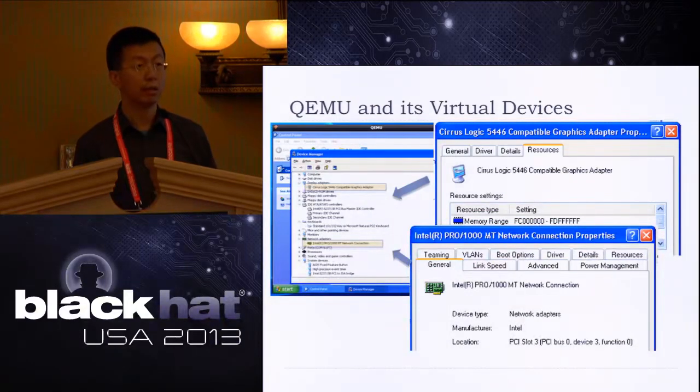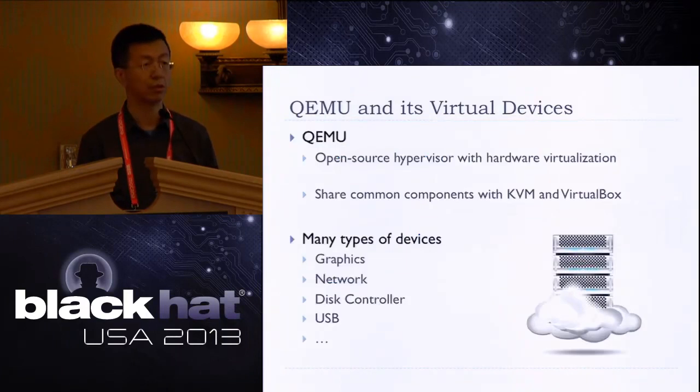Now, these are virtual devices, which means that you might run a computer that is probably using a Broadcom card, but your VM is saying you are using an Intel card. We are focusing on the QEMU virtual platform. QEMU is an open source hypervisor, and it emulates a lot of virtual devices. You might not use QEMU directly, but QEMU shares lots of common components with KVM and VirtualBox. It emulates lots of types of devices, including graphics, network, disk controller, and USB.